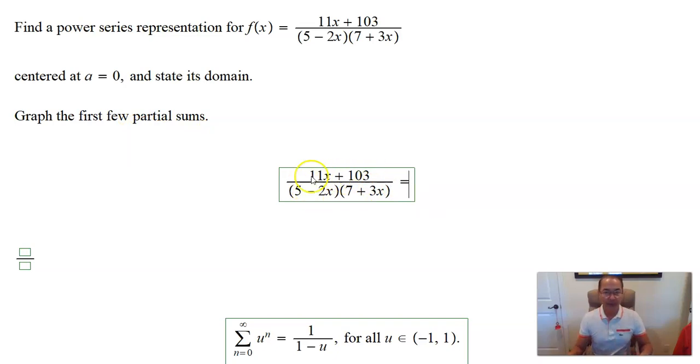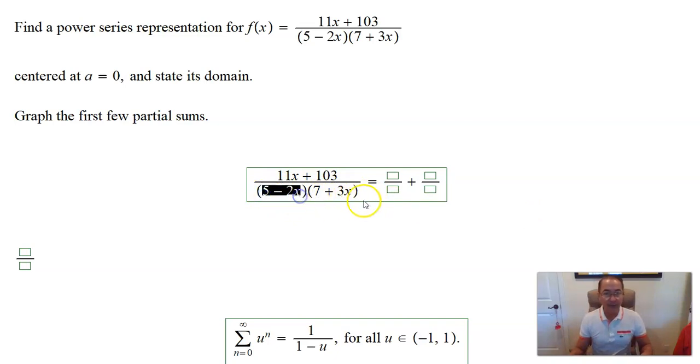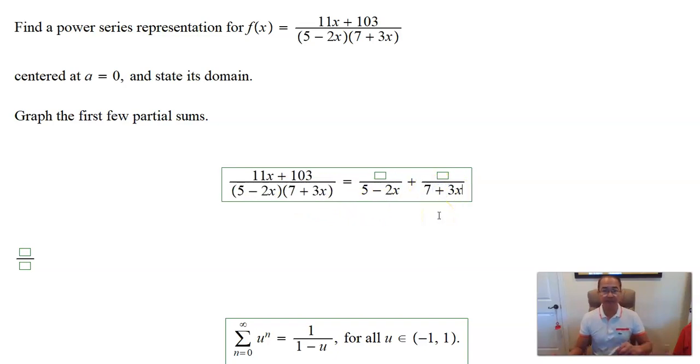We want to decompose this function into two partial fractions. We have two factors in the denominator. One of them is 5 minus 2x, power 1. And the other is 7 plus 3x, again, power 1. So we simply have two terms. We will need the numerators, right? What are a and b?